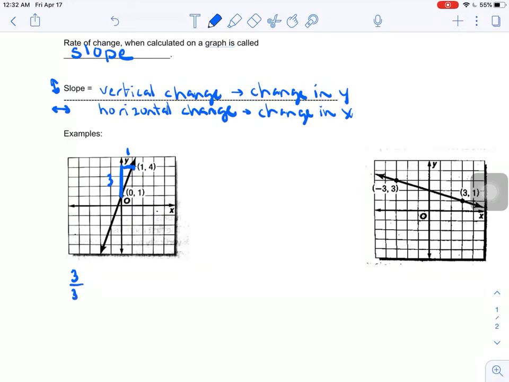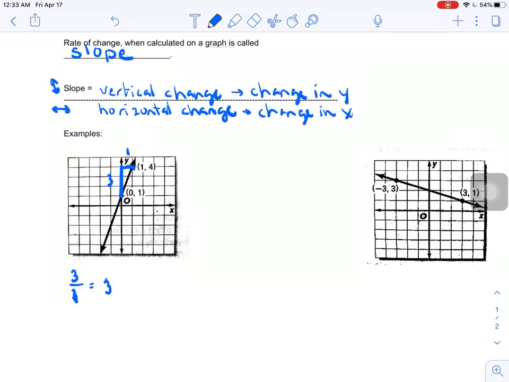So 3 over 1. Oops, meant to draw 1 there. 3 over 1, which we know 3 over 1 is just 3. So what I drew, you could kind of see, looks like a little triangle on there with the vertical change and the horizontal change drawn in. So that is actually called a slope triangle, because that looks like a little triangle and it's measuring or calculating the slope or the rate of change. So what I just labeled on there is called a slope triangle. Now we know the rate of change or the slope for this graph is 3.